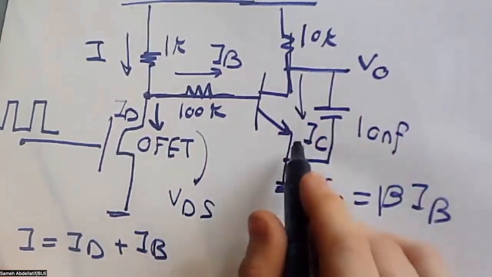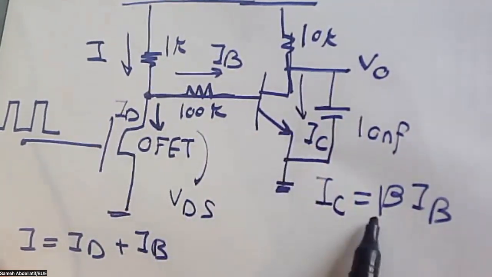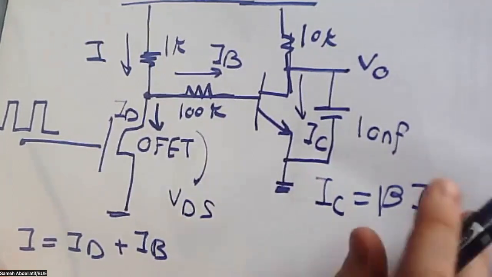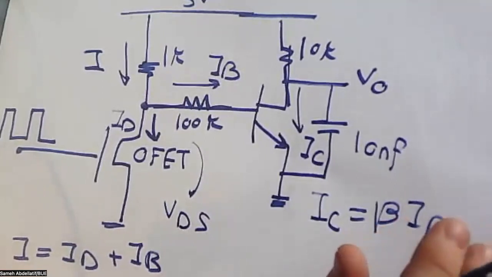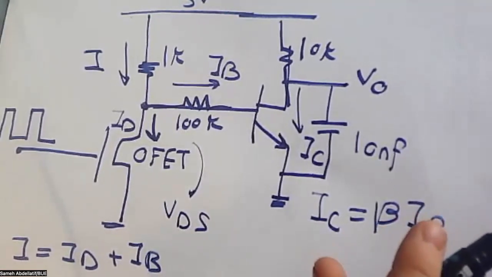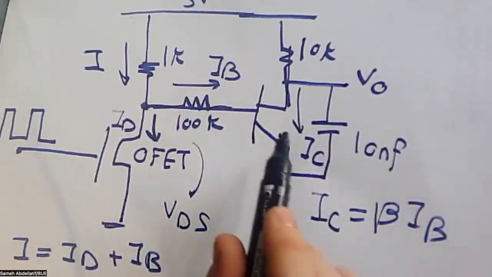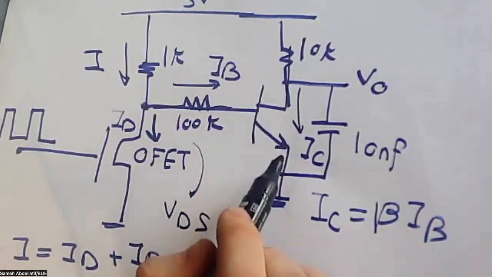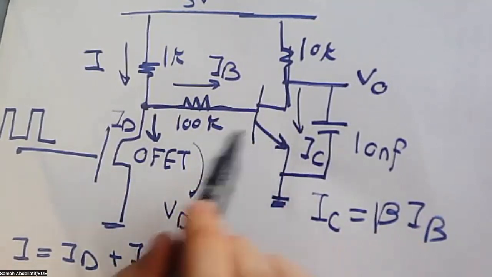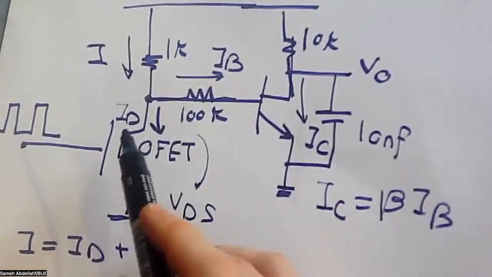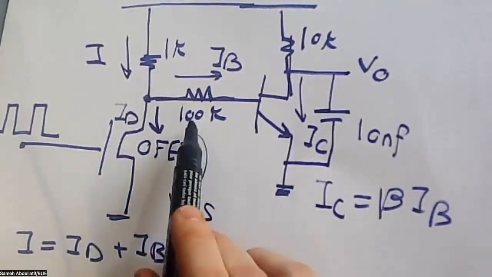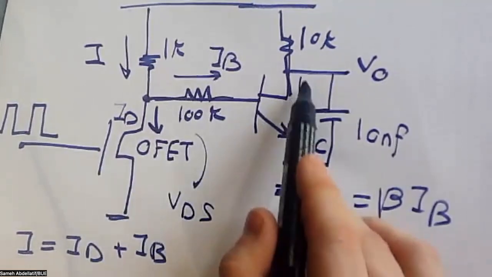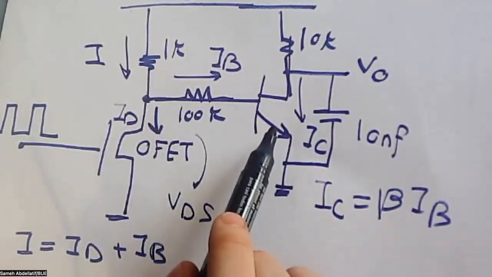So IB and IC are correlated by this beta factor, which is a constant. Let's say usually we take it as 100, if you remember, in BJT transistors. So now this IC is going to be a reflection of ID, because simply when ID changes, IB will change accordingly. When IB changes, that means that this IC will change accordingly.